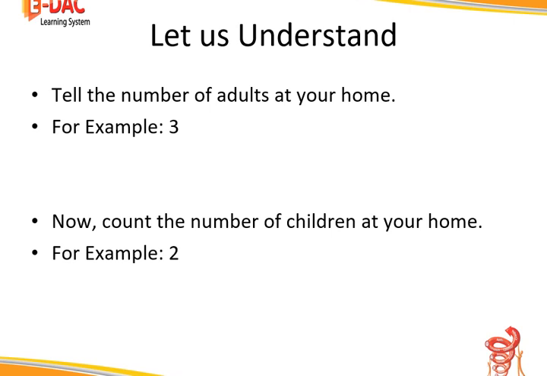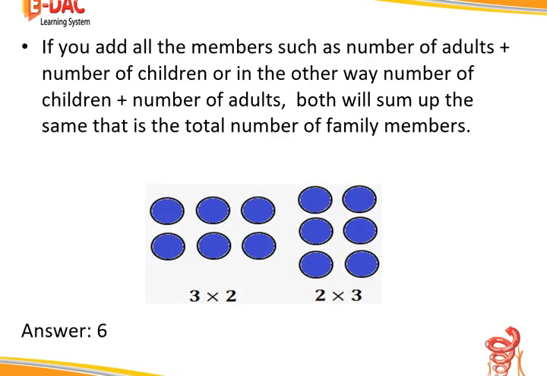After this, let's count the number of children at your home. That is, for example, 2, 3, any. So if you add all the members, such as number of adults plus number of children, or in the other way, number of children plus number of adults, both will sum up the same, that is total number of family members. So for example, you have 3 adults in your home and 3 children in your home.